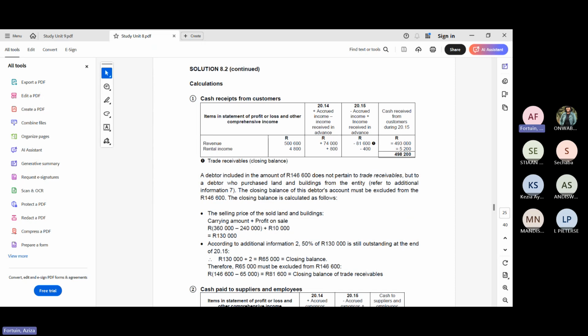Where do they get this closing balance of the trade receivables of 81,600? A debtor included in the 146 does not pertain to trade, but to the debtor who purchased land. The closing balance of this, you have to deduct it. You have to take that out of the equation. Therefore, the carrying amount plus the profit.